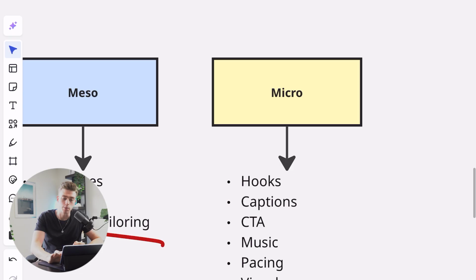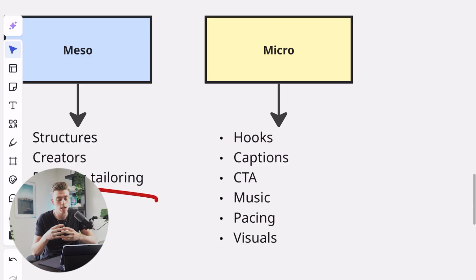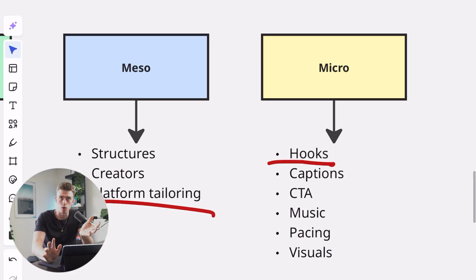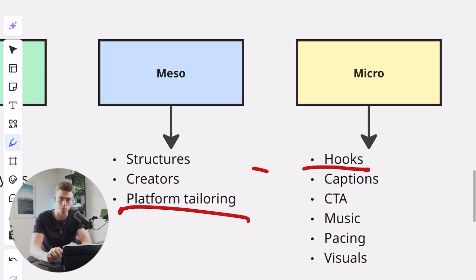Then when we take a look at the micro adjustments, these are the hooks, captions, CTA, music, pacing, visuals, basically the fine things of the ad. Then I would actually say that the hooks are one of the most important things within an ad, so I would not particularly say that these are micro adjustments.